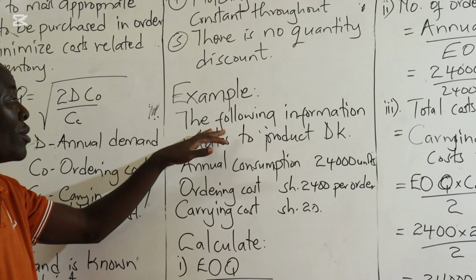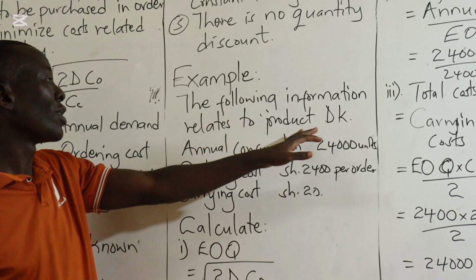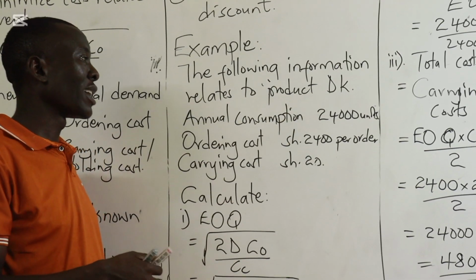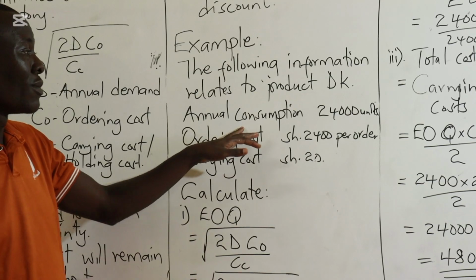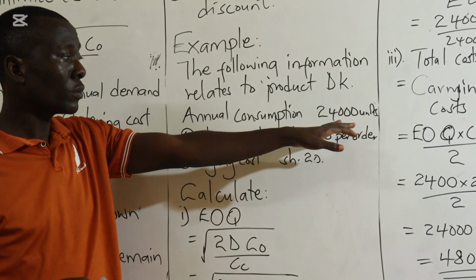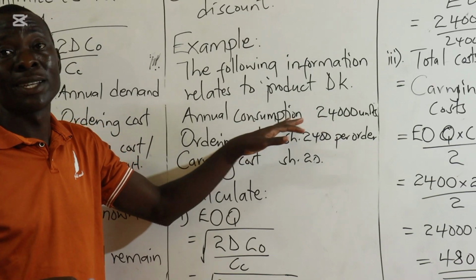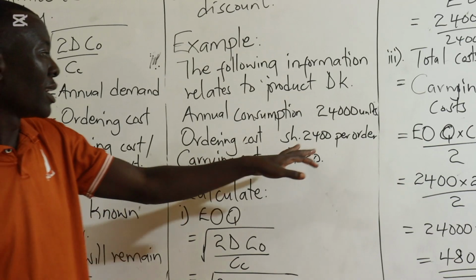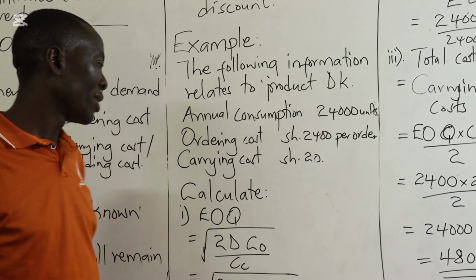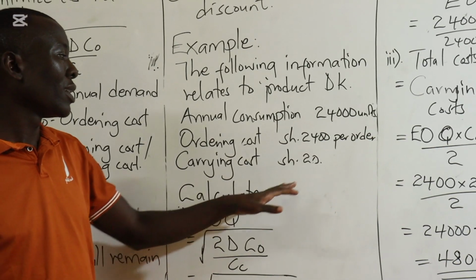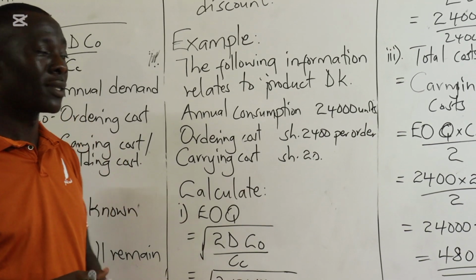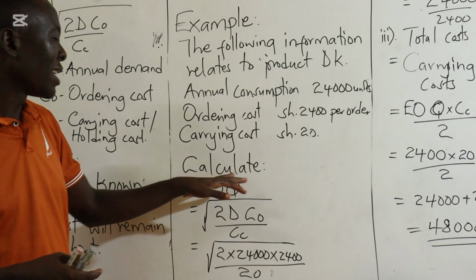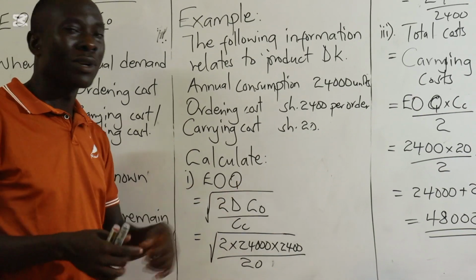And we are given information here. The following information relates to product DK. And this is just a material that is used to produce product DK. The annual consumption is 24,000. So this represents the annual demand, 24,000 units. The ordering cost here is 2,400 per order, and the carrying cost is 20 shillings per order. And therefore, we are asked to calculate one, the economic order quantity.